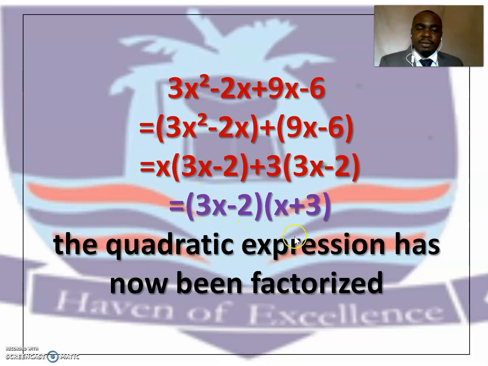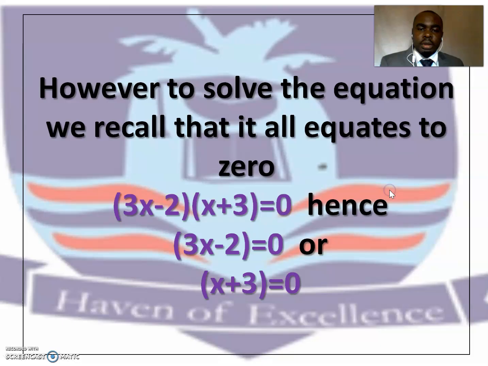expression. However, this is an expression, not the equation. For this to be an equation, we have to equate it to 0. Here we have 3x minus 2 multiplied by x plus 3 equal to 0. This is the factorized version of our original equation.